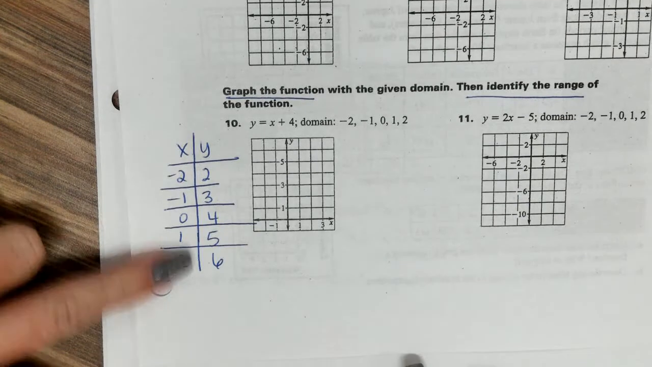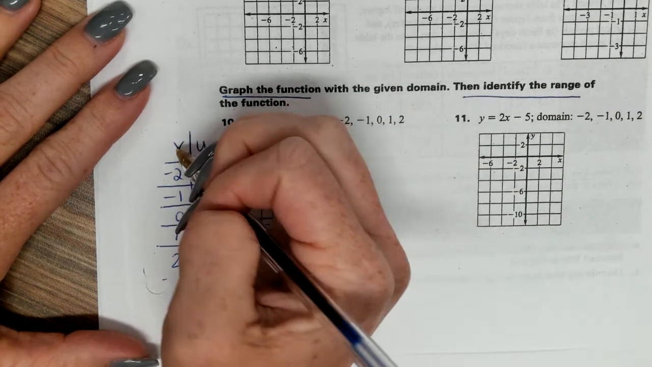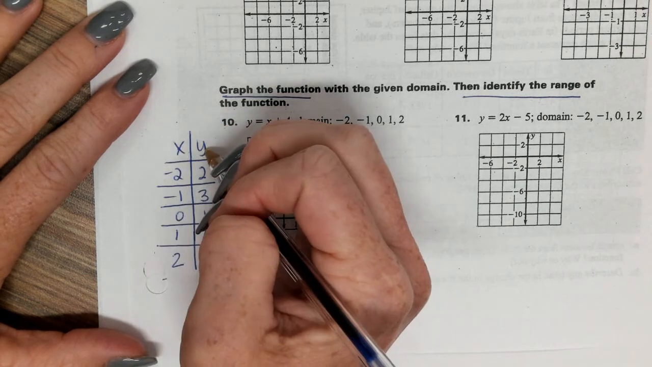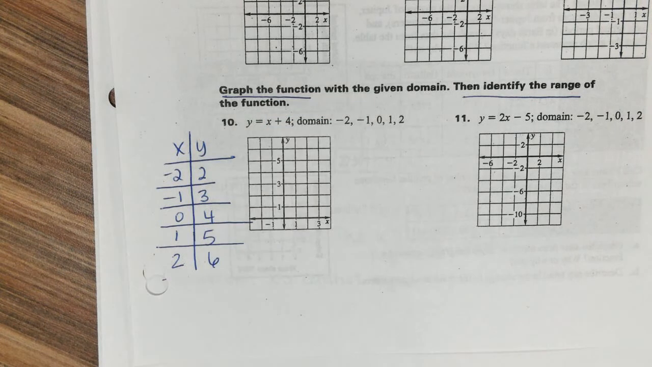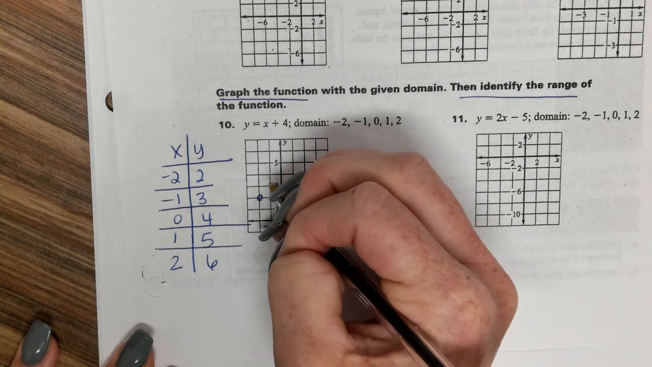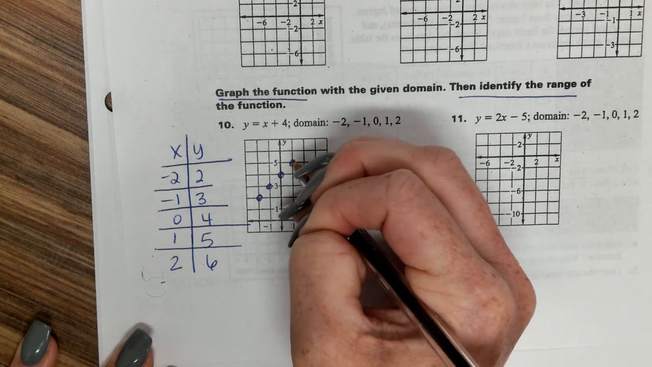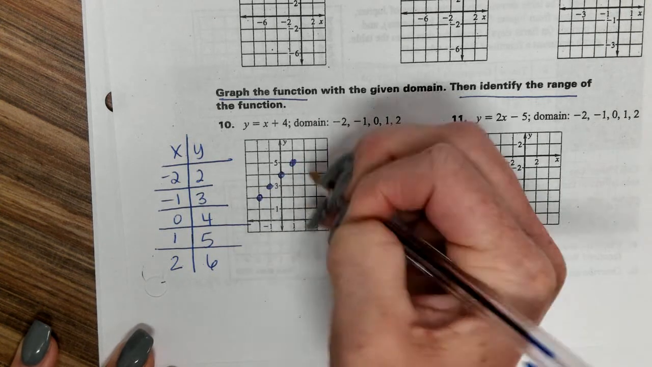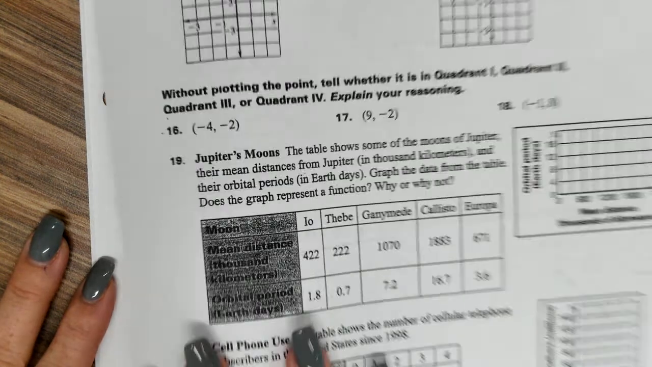So if you make this table, you're taking care of the range because the x is the domain and the y is the range. Thank you. Now all I have to do is graph it. Am I going to connect the dots? No. And that's it. Do not connect the dots. So that's how you're going to do 10 through 15.